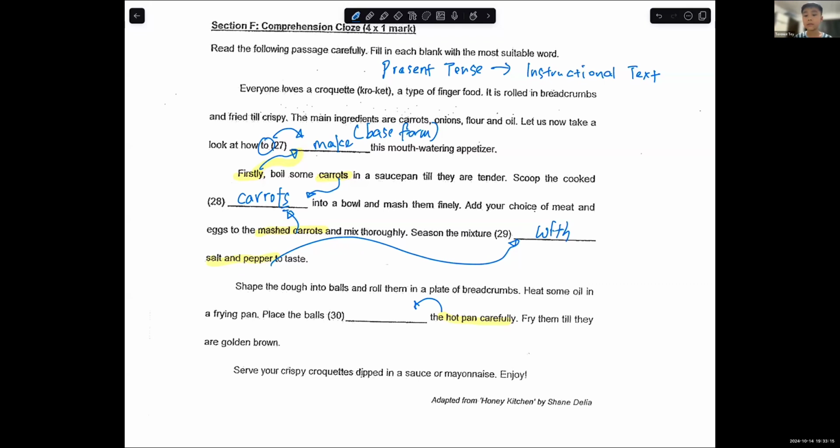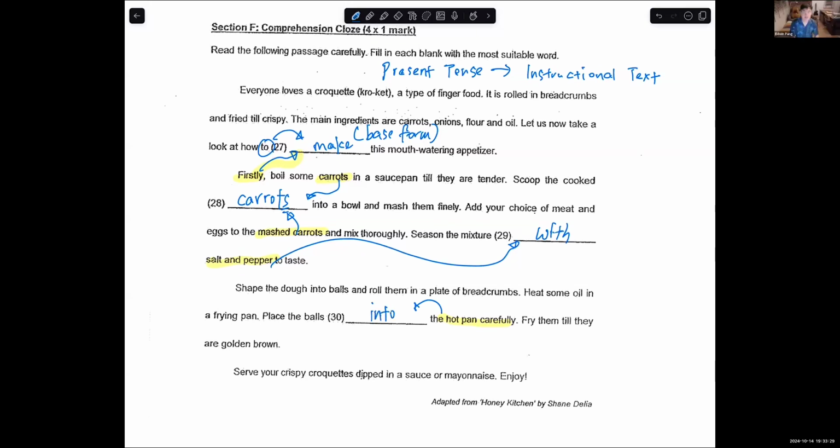In. Nope. Also incorrect, right? You don't put something in the hot pan. You put something, Claire? Into. Into. Thank you. Right. So why is it not in?